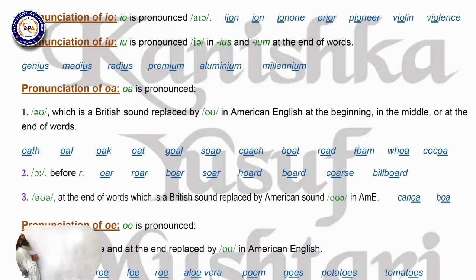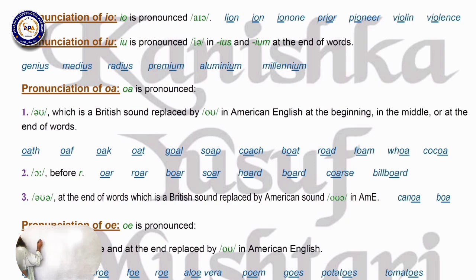Anyways, examples for OA with O sound, which can be found either at the beginning, in the middle, or at the end of words. At the beginning, like oath, oak, oat, and in the middle, like goal, and soap, coach, boat, road, foam, and at the end, like woe and cocoa.